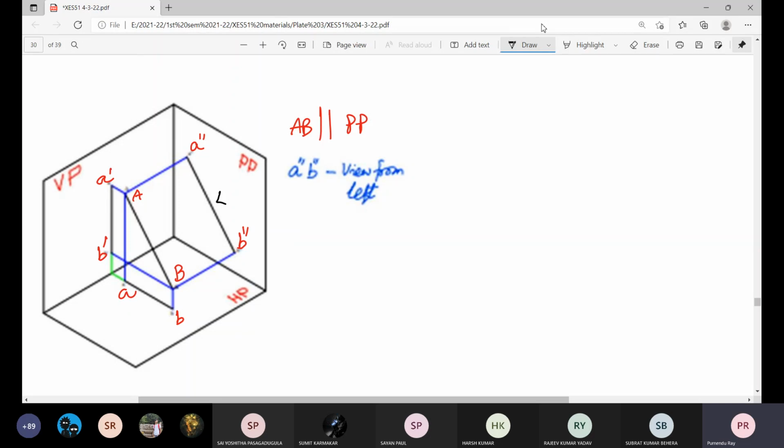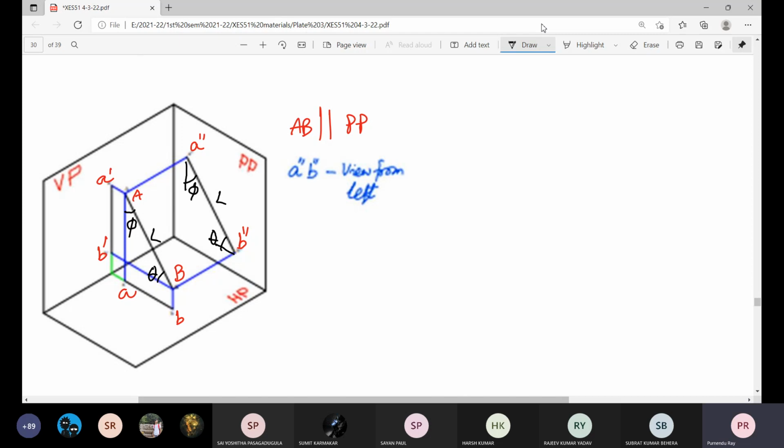And one thing, what about these angles? These angles are simply this angle and this angle, which are theta with the horizontal plane and phi with the vertical plane, and it is here. So it is very simple to think in that way.